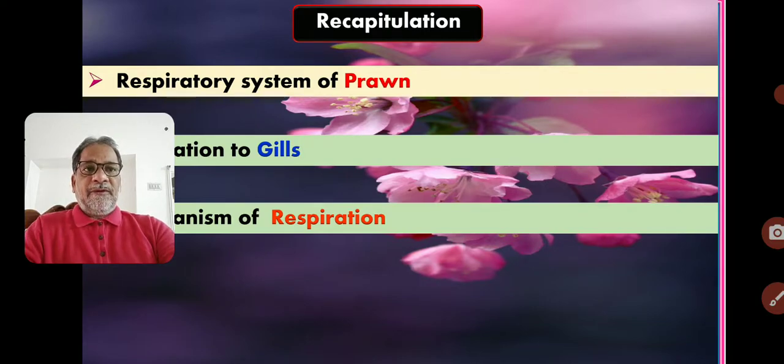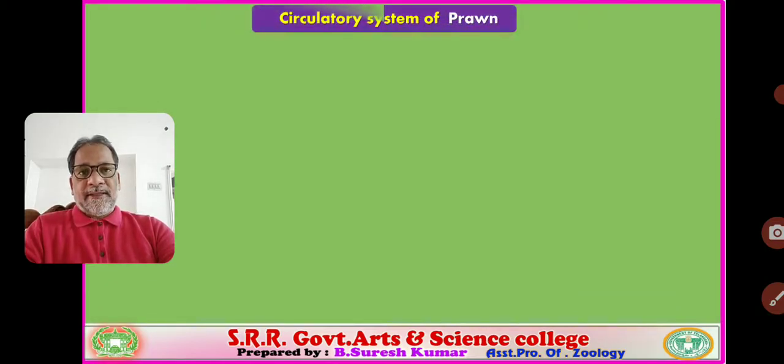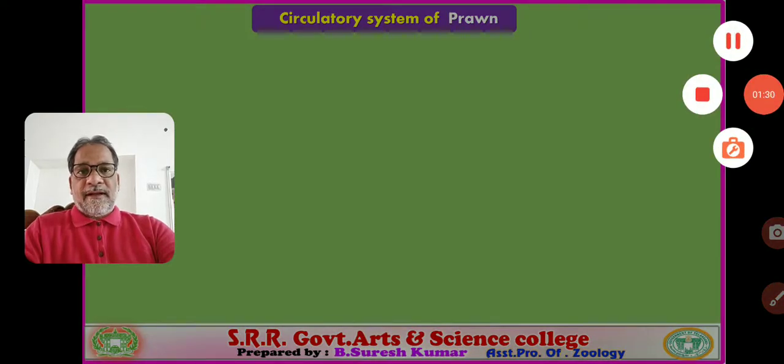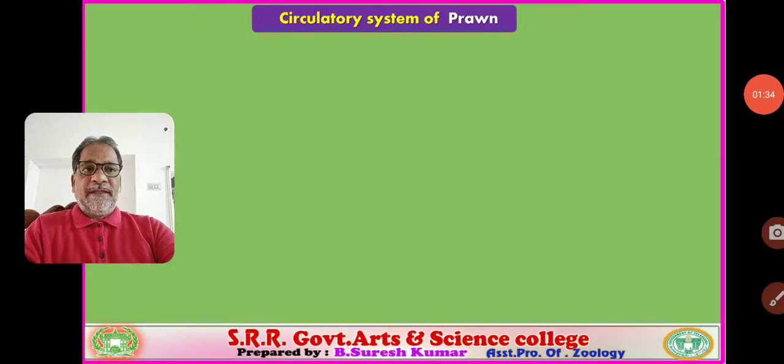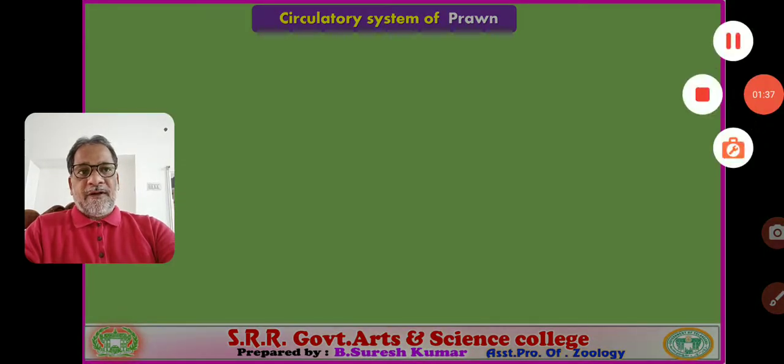Today we are going to discuss a new topic, that is the circulatory system of the prawn. It is an important topic asked in examinations. So carefully you have to observe the diagrams and flow charts and note down the points. Follow it? Right. What is the function of the circulatory system?